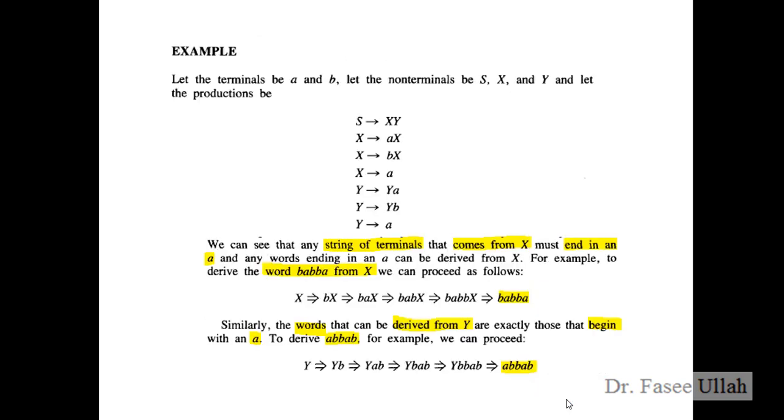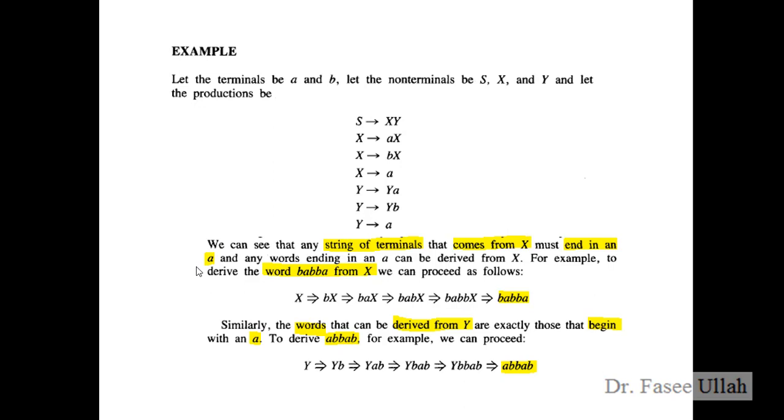We have another example. Let the terminals be a and b. The input values in the non-terminals, which are the states, are S, X and Y. Production rules are given: S is equal to XY, X is equal to aX, X is equal to bX, X is equal to a, Y is equal to Ya, Y is equal to Yb, and Y is equal to a. We can see that any string of terminals that comes from X must end in a.